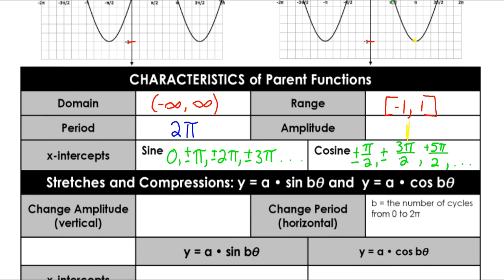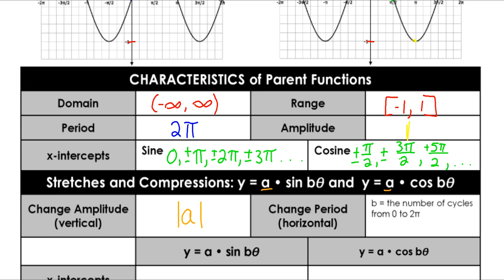Okay, let's look now. If we want to change anything about this, so stretches and compressions, we would do that by multiplying by this a value out in front. So if we have something in front of our sine or cosine function that's being multiplied, that is going to change the amplitude, so that height. So if we have that a value, the absolute value of that a value is how the amplitude changes. So it might go from 1 stretched up to 2, or maybe it gets compressed down to 1/2, whatever that a value is. It's going to change the amplitude by that amount.